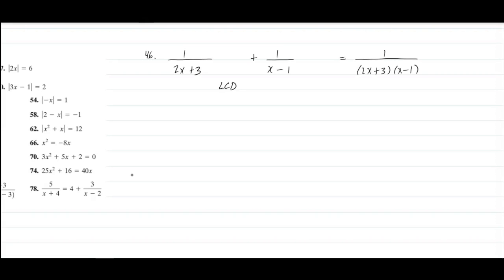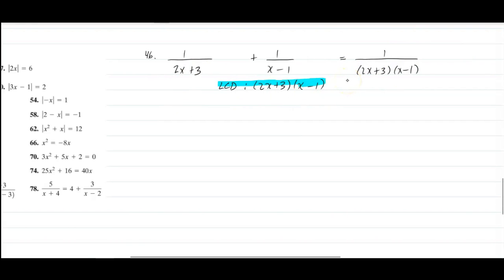The LCD would be 2x plus 3, that's the first denominator. x minus 1, that's the second denominator. But notice that the third denominator happens to have both of those pieces, so it doesn't need to be multiplied by anything, in case you're talking about LCDs. So that's our least common denominator.